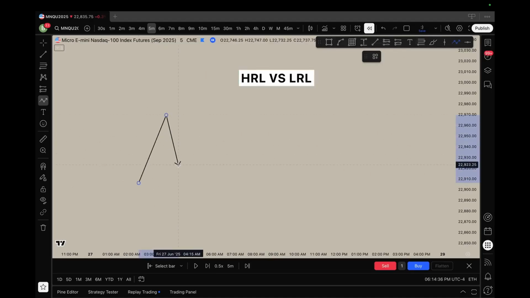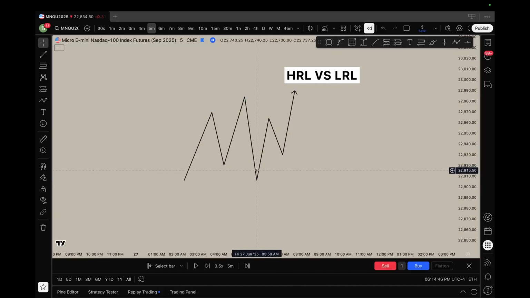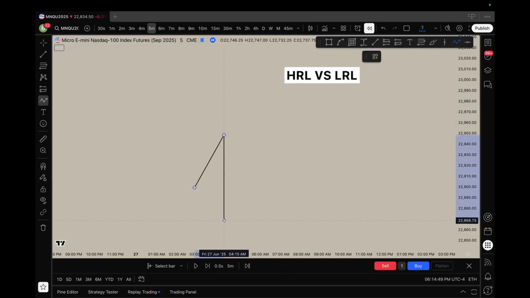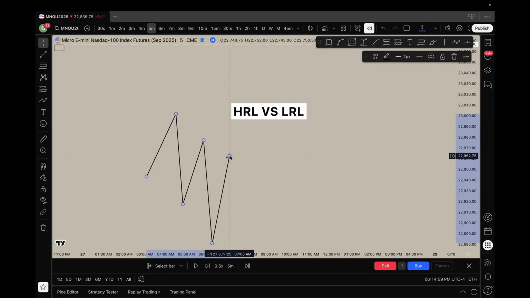What does high resistance liquidity look like? We have lows here, and these lows are getting swept. And then we have lows here, and it's constantly getting swept. And sometimes they even look like this, like a 3 drive here. When we have that type of pattern happen, those stop losses are getting rammed. So liquidity is getting taken here.